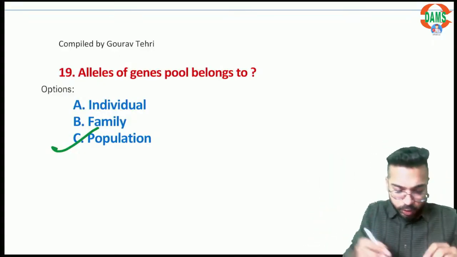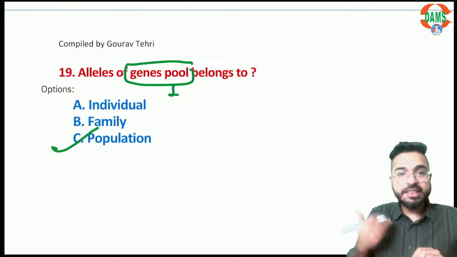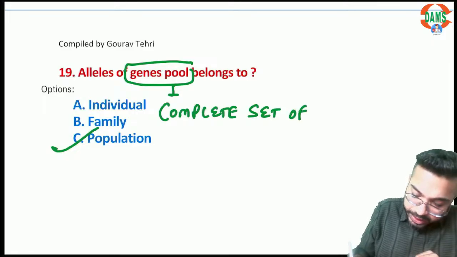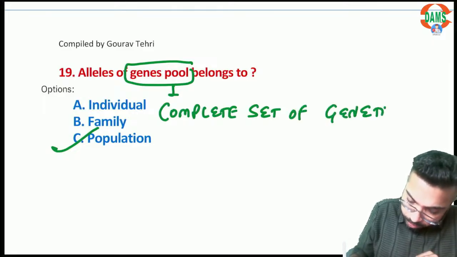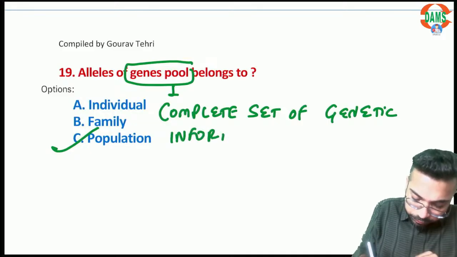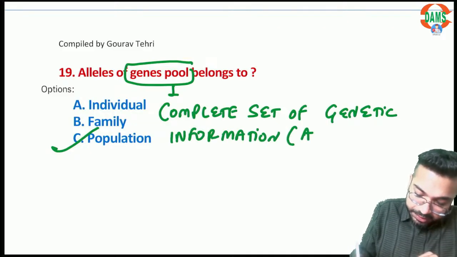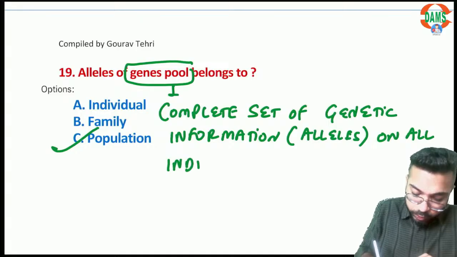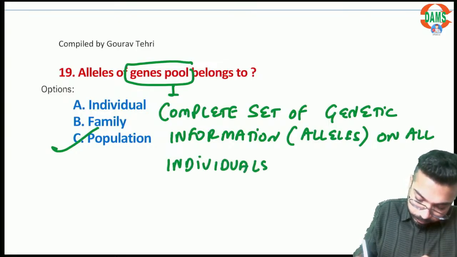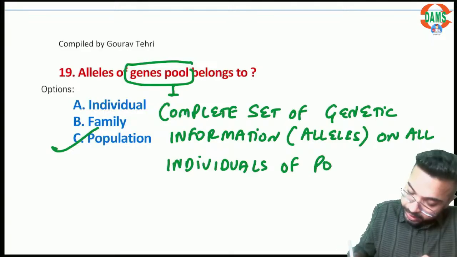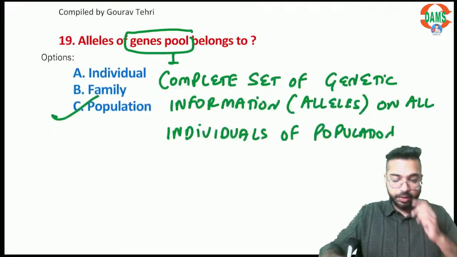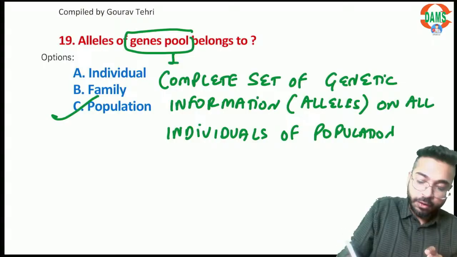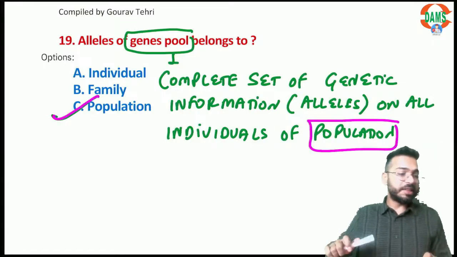Remember, what do we mean by gene pool? Gene pool means the complete set of genetic information, that is, alleles of all individuals of a population. Great, so a straight question. I really thank you so much. So what is gene pooling? Gene pooling is the study of alleles of all the individuals of a population. So population was asked, and that was the best answer.